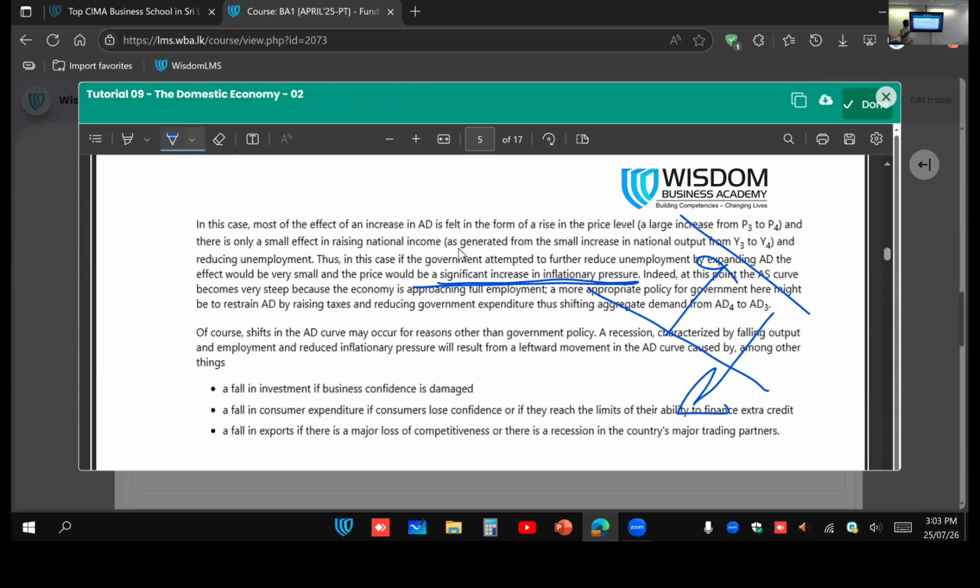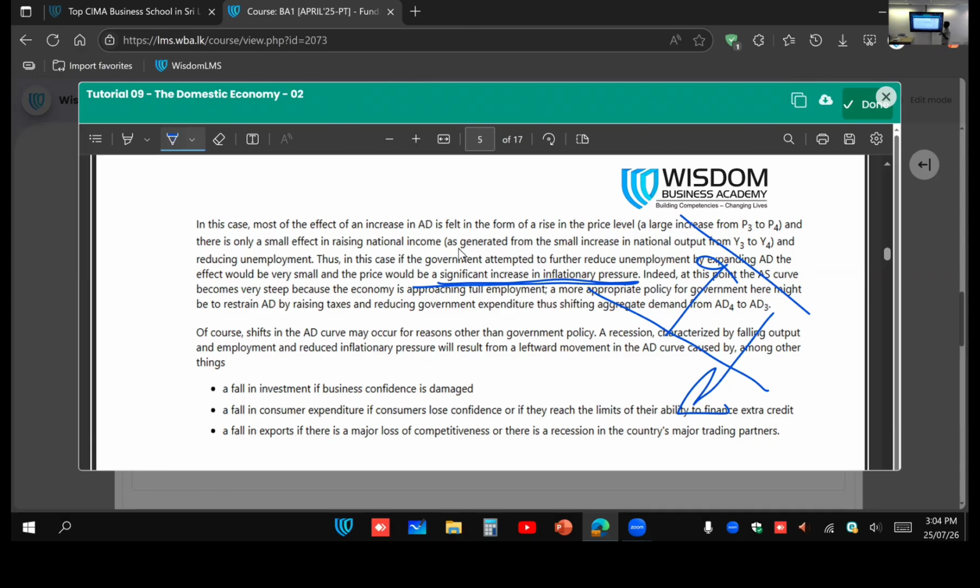So shifts in the aggregate demand curve may occur for reasons other than government policy. Important. Right? The sole reason for the aggregate demand curve to change is not government intervention. A recession characterized by falling output and unemployment and reduced inflationary pressure will result from a leftward movement in the aggregate demand curve caused by, among other things, a fall in the investment of business confidence. So reasons, right? I have given you reasons where aggregate demand falls.